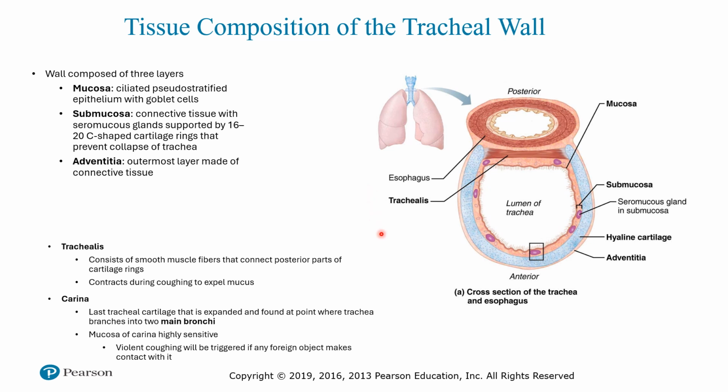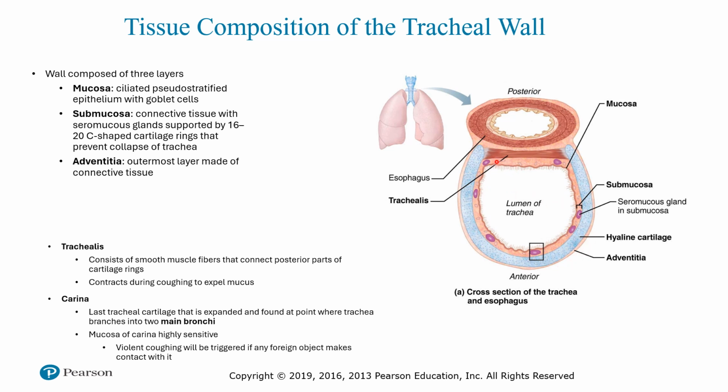This diagram shows the cross section, the transverse section, of the trachea. Over here, the transverse plane. So this is the esophagus, which is present behind the trachea, and in front is our trachea. The trachea is made up of mucosa. Mucosa is pseudostratified ciliated epithelium. Then there is submucosa. There are seromucous glands in the submucosa, and then this cartilage surrounds the submucosa. Then outside this cartilage we have adventitia.